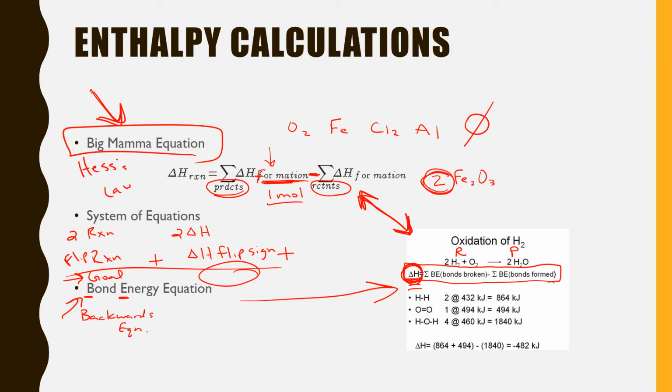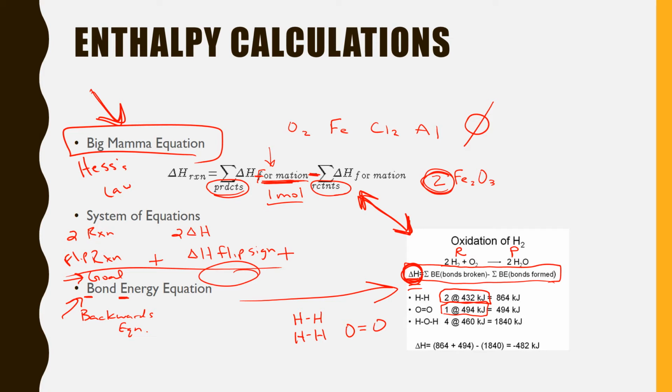What you have to be able to do with these bond energies is sketch out the bonds. So if I have 2 H2, I've got to be able to see that H-H is a single bond, but since there's two there, I have two H-H bonds. And so that's why right here, we're multiplying that bond energy of an H-H bond by 2. For O2, it's just an O double bond, and I just have one of them, so it's 1 times 494 for the bond energy there.